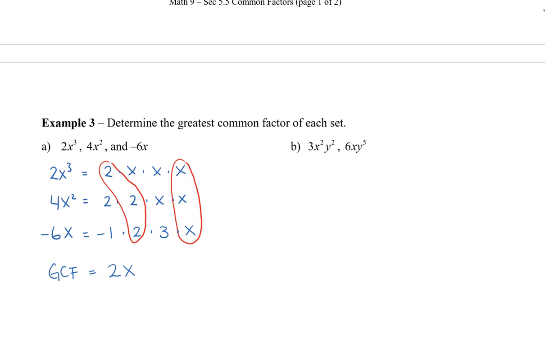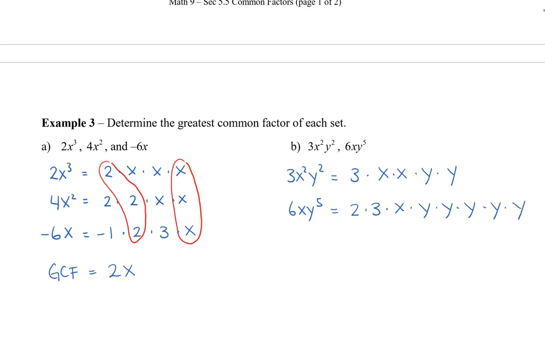All right, let's try one more with another set of terms. In these ones here, we have x's and y's. So let's rewrite this out again, like so. So we have 3 times x times y for the first term. In the second term, we have 6, which is made up of 2 times 3 times x, and then we have y times y times y times y and times y.